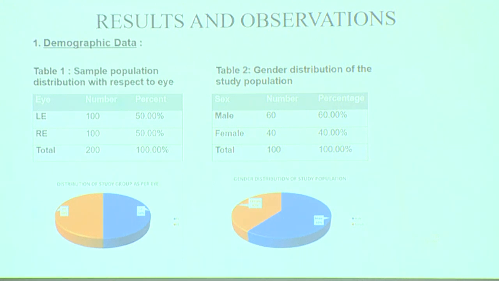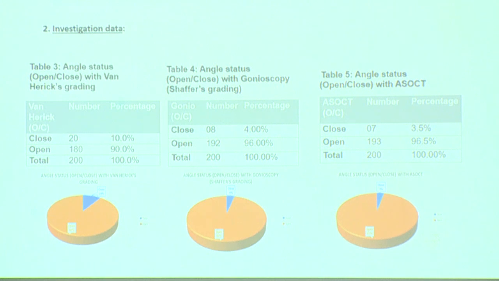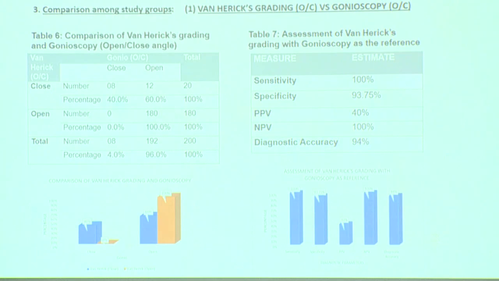We have the results. Our sample population was distributed as left eye 100 and right eye 100. Males studied were 60 and females 40. Angle status with Van Herrick was as follows: 20 eyes had closed angle while 180 had open angle. With gonioscopy, we found 8 eyes having closed angle while 192 had open angle. With ASOCT, we found 7 eyes having closed angle while 193 had open angle.